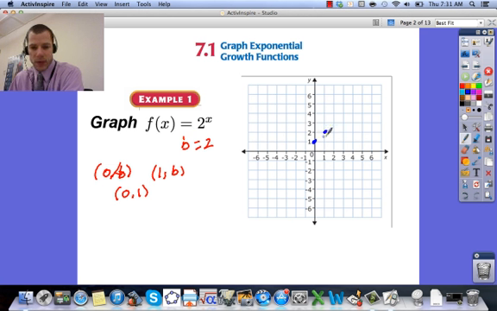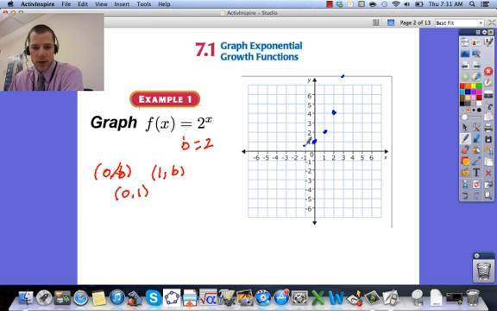Doesn't look exponential right now, but if we kept going and adding values, let's say we put 2 into this function. f of 2 means 2 squared. 2 squared is 4. Now it's starting to change, and if we plugged in 3, we'd get 8, and that would be up here somewhere. So now you can see it's starting to go up. If we plugged in -1, we'd get 1/2.